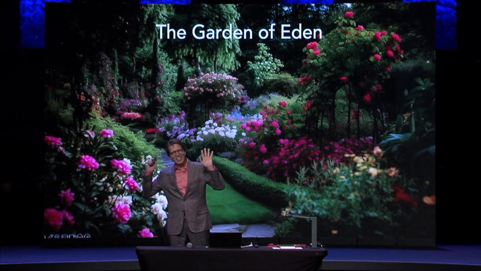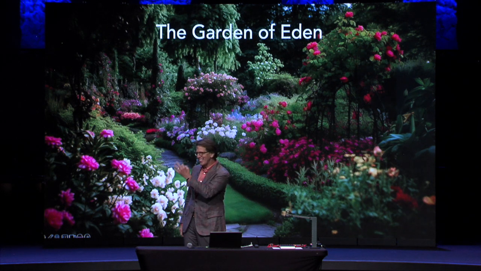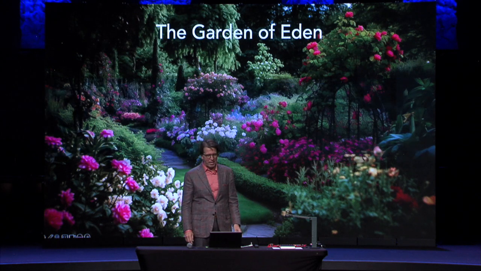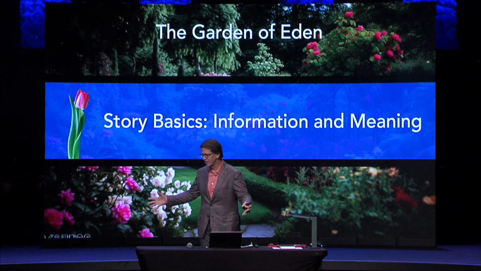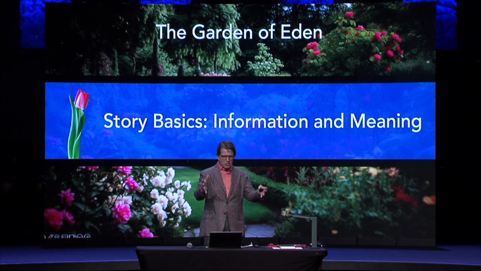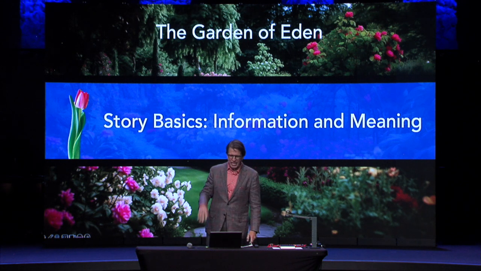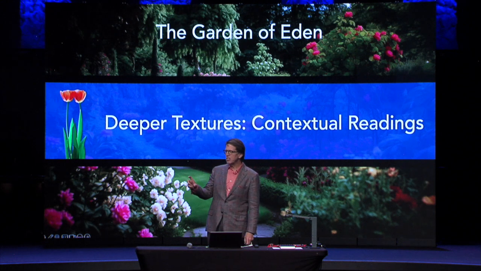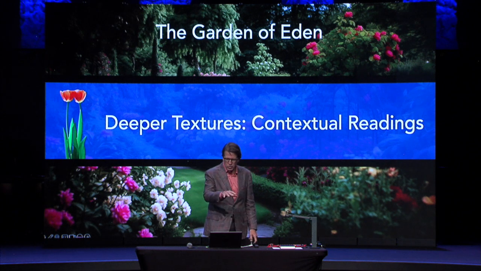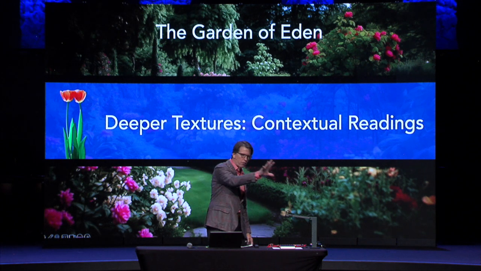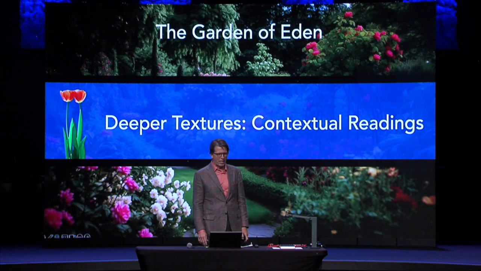Okay. So with all humor aside, I want to do three things today. So here's your roadmap of what's coming. First, the story basics. Garden of Eden, basic information, basic meaning of the story. And then after that, we'll hit a second point where we'll look at some deeper textures. And by that, I mean we're going to read it in context, context of scripture and context of culture in that day. And we'll explore some deeper textures as we have time to do.